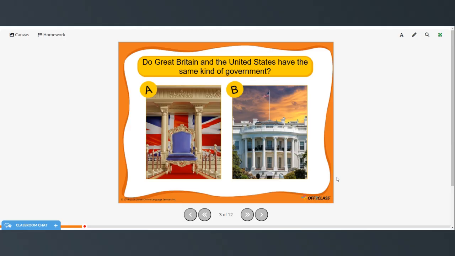So, do Great Britain and the United States have the same kind of government? Well, it's not exactly the same. In the US, we have a president, a Supreme Court, and the Congress. In Great Britain, they have a parliament and a prime minister, but they also have a king. The king doesn't really have much political power these days, but he is still kind of a symbol of government or leadership in Great Britain.